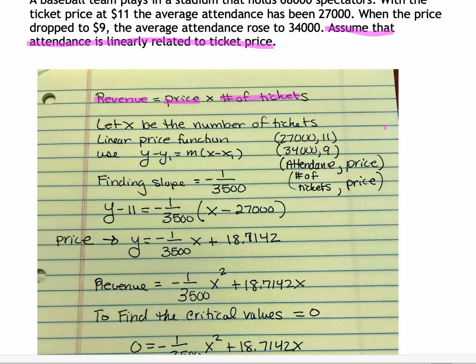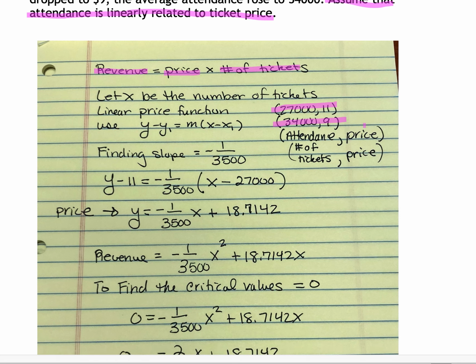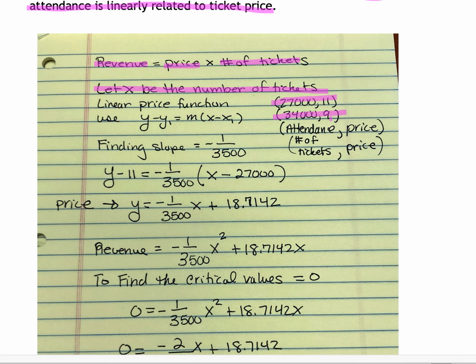Now, the price is changing with respect to the attendance. And the question gives us a big hint that that's a linear relationship. So I'm going to write down the information they gave us as ordered pairs and use that to find our linear function. The attendance is going to be our X value, so let X be the number of tickets, which is the same as the number of people that are going to show up. And then the Y quantity is going to be the ticket price.